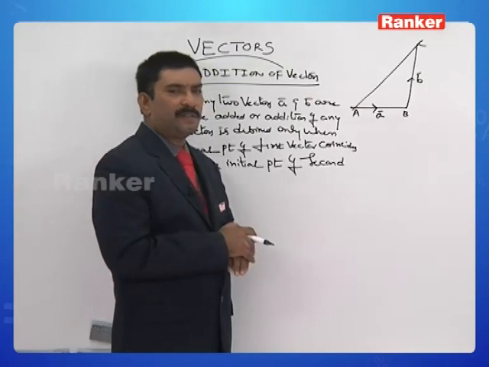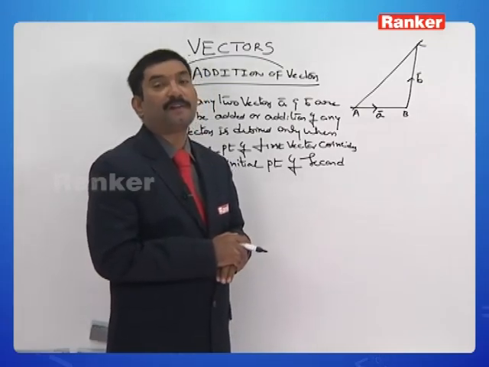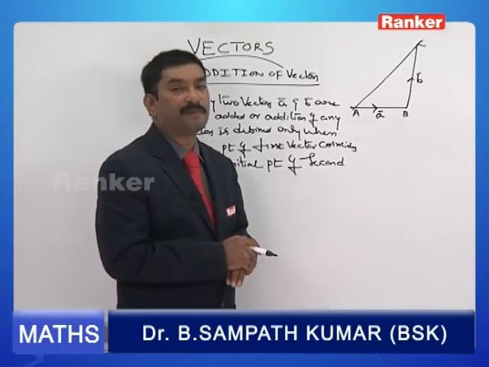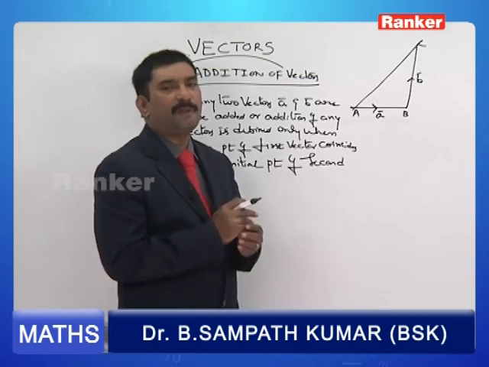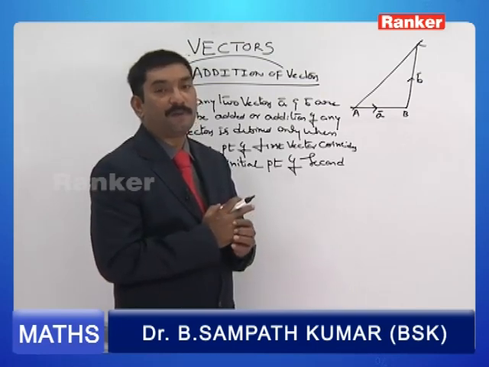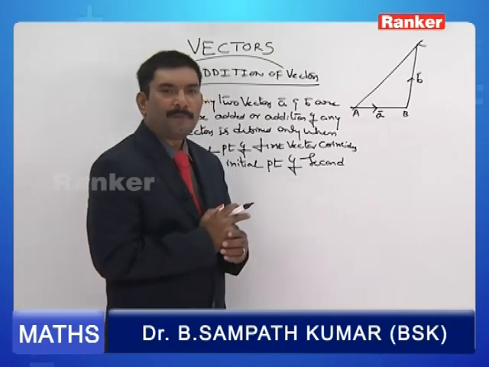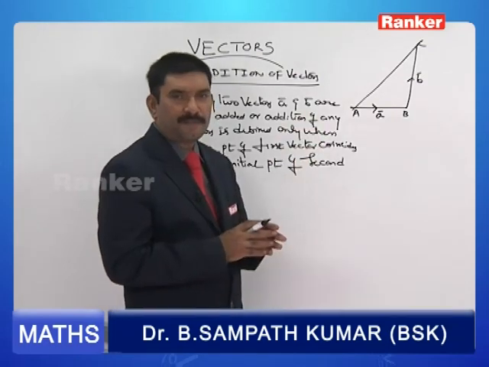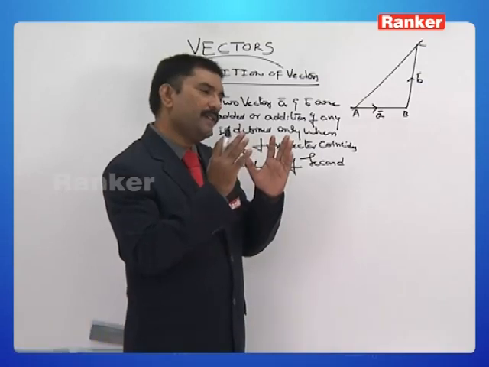As you know, in basic geometry, in a right angle triangle we have the Pythagoras theorem: AC square is equal to AB square plus BC square. Here, we cannot apply the common Pythagoras theorem for vectors. If we square a vector, it becomes a scalar. So therefore, we have addition of vectors, to add two vectors, to add 3 vectors.